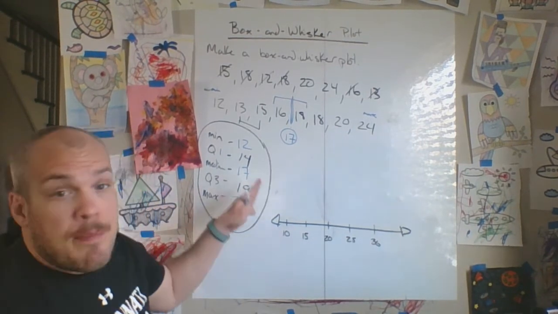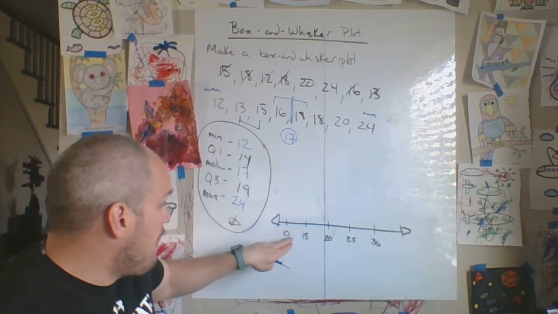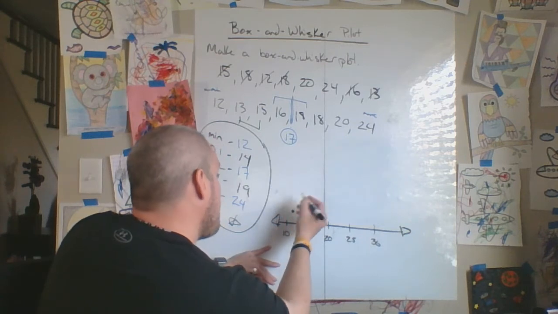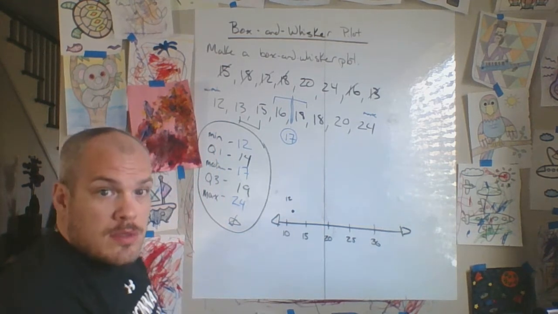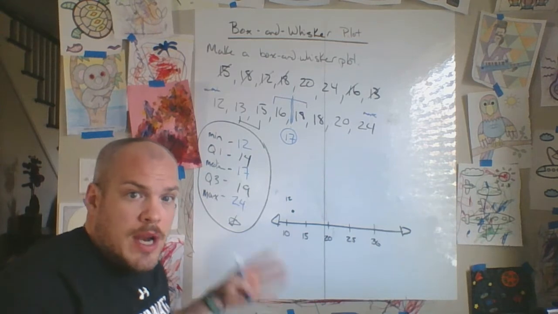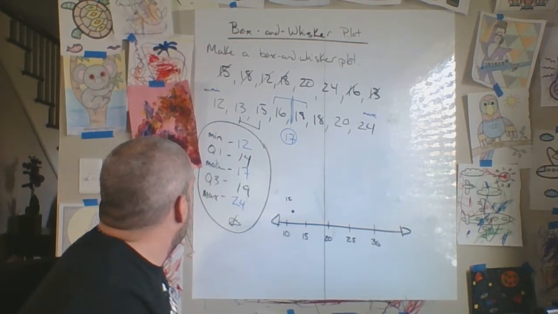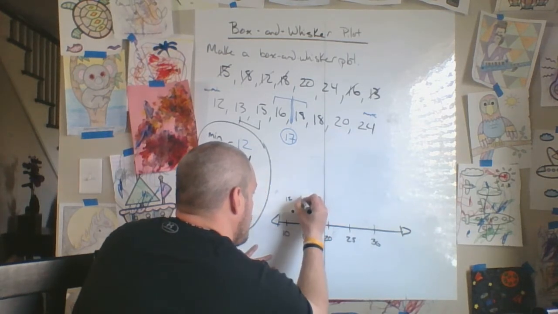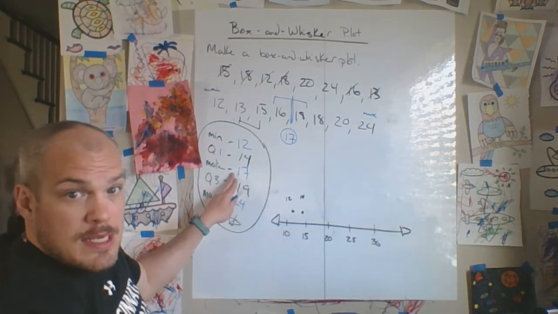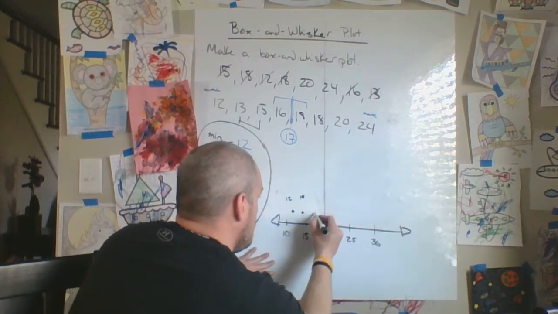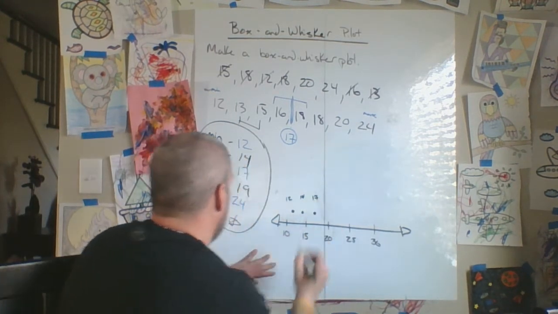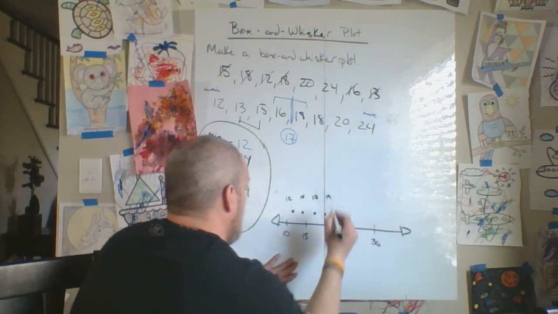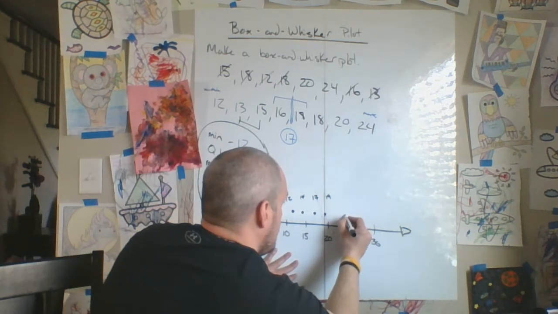Now I'm going to go ahead and put these values up, right? So my minimum is 12. I'm going to estimate this. 12.5 is right in the middle, so I'm going to do 12. And I'm going to label it 12. You know it's 12. I'm not trying to fool you. My quartile 1 is 14. My median is 17. My quartile 3 is 19. And 24 is my maximum.